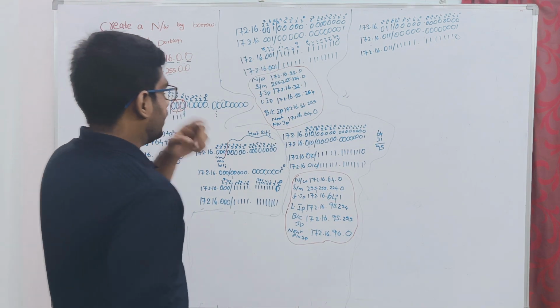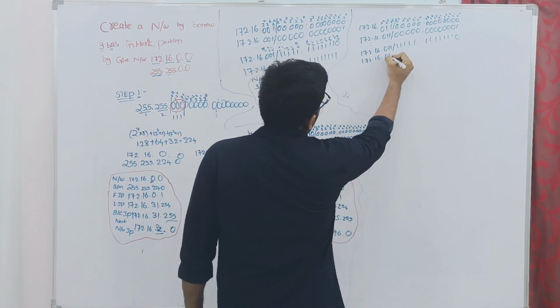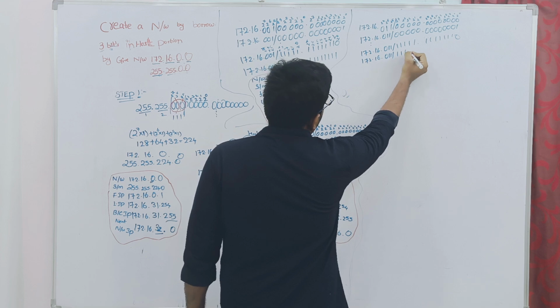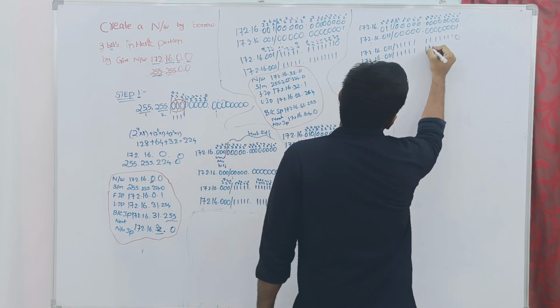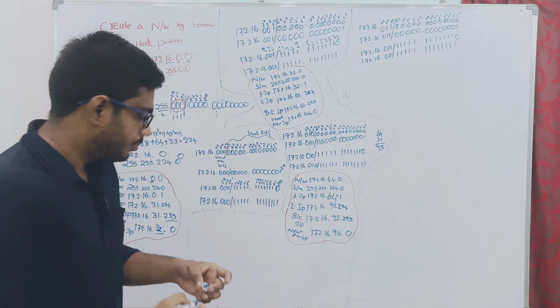What was the broadcast IP? 172.16.011 slash 1111 dot 111111. This is the broadcast IP.